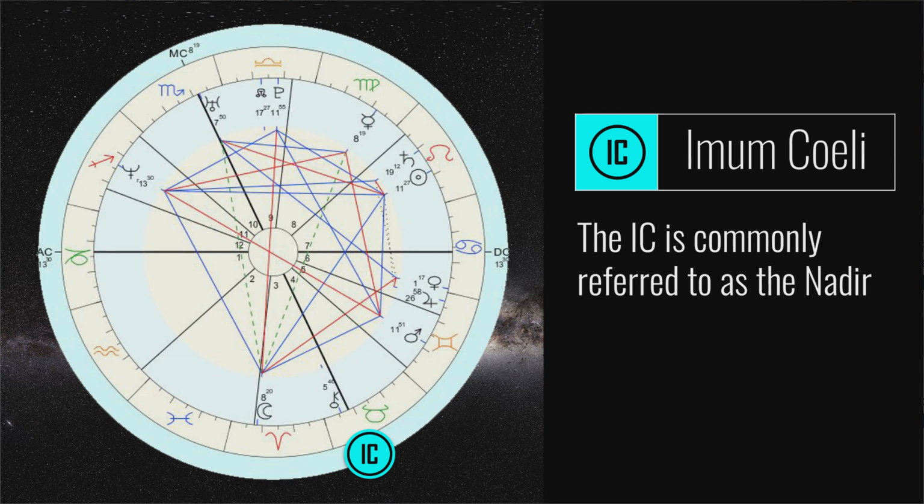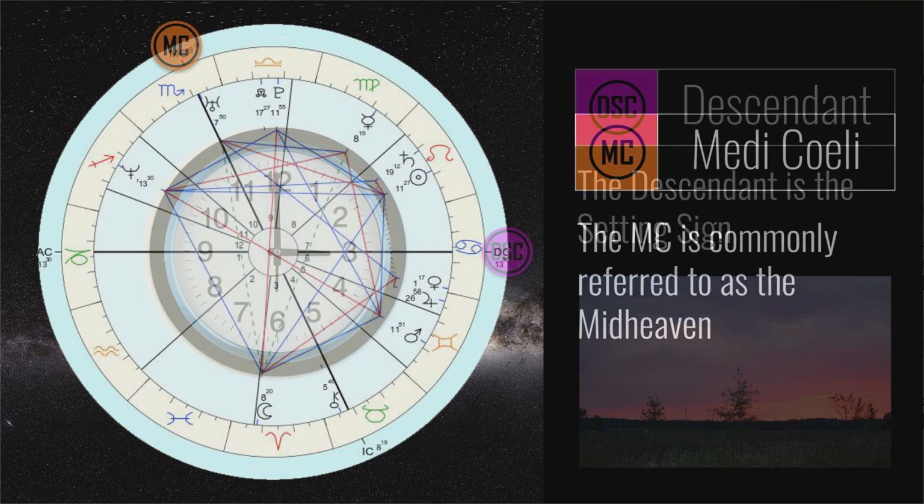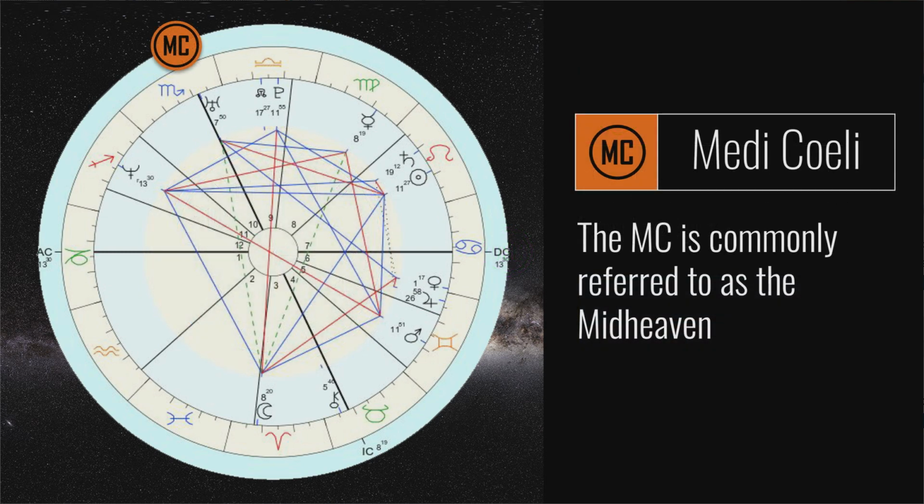So the IC, also known as the Nadir, the point at the bottom of the chart, is going to be the beginning of the 4th house. Next, we get to the DC, also known as the Descendant, which is going to be the beginning of the 7th house. It's always going to be at 3 o'clock, exactly opposite the Ascendant. In any system, the Ascendant and Descendant are always going to be at 9 and 3. And then the Midheaven is going to be the beginning of the 10th house. The 10th house is going to be at the top of the chart.